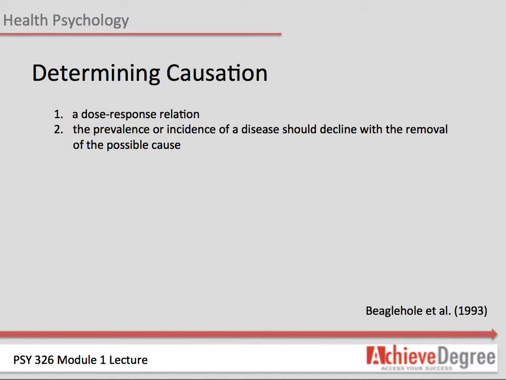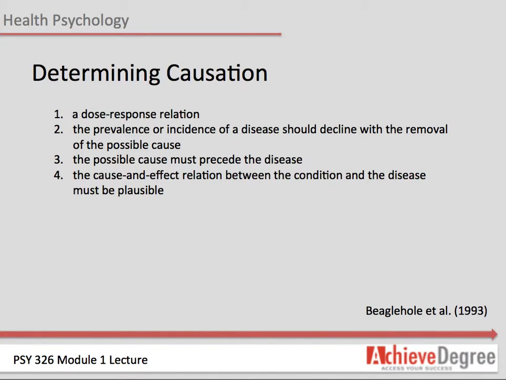The prevalence or incidence of a disease should decline with the removal of the possible cause. For example, reducing fat intake lowers cholesterol. The possible cause must precede the disease. The cause and effect relation between the condition and the disease must be plausible. It is consistent with other data and makes sense from biological views. Research data must be consistent. Even consistently weak results might still suggest causation if a meta-analysis of those studies reveals significant results.